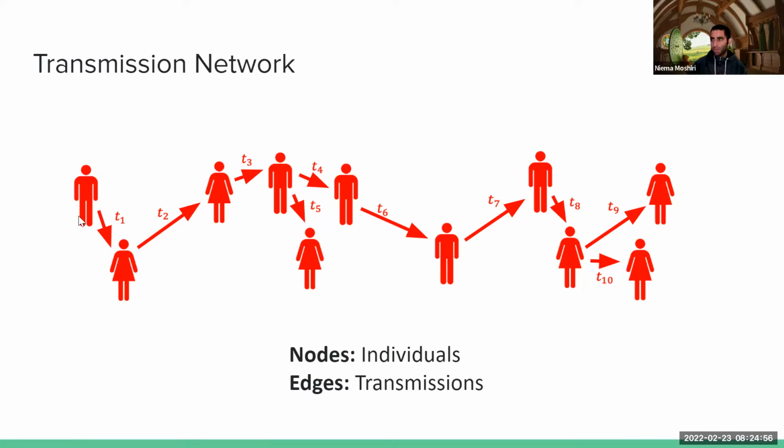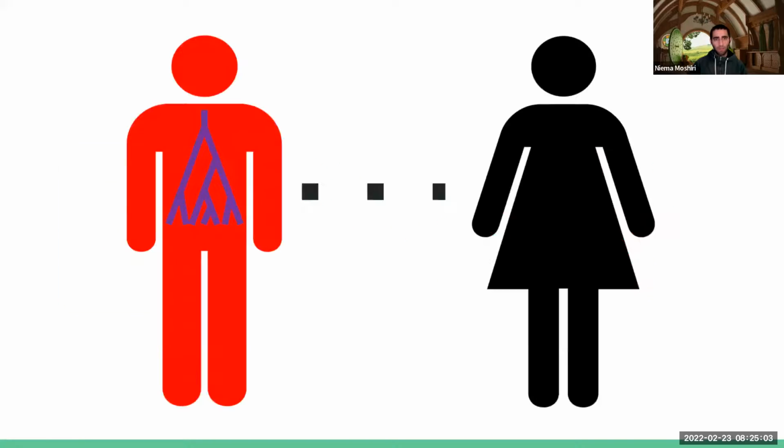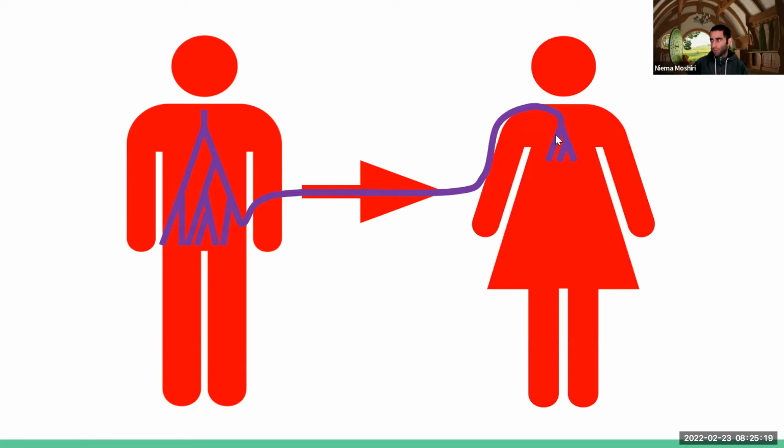So here we have the same transmission network that we've seen before. And remember, if I zoom in on a single transmission event, we can imagine that before the time of transmission, there's a bunch of viral lineages evolving within the host. Then at the time of transmission, one viral lineage goes from the host to the recipient, and this starts off its own evolutionary process within the recipient, and in the host, the virus continues to evolve as well. And then we collect a few viral lineages at random.